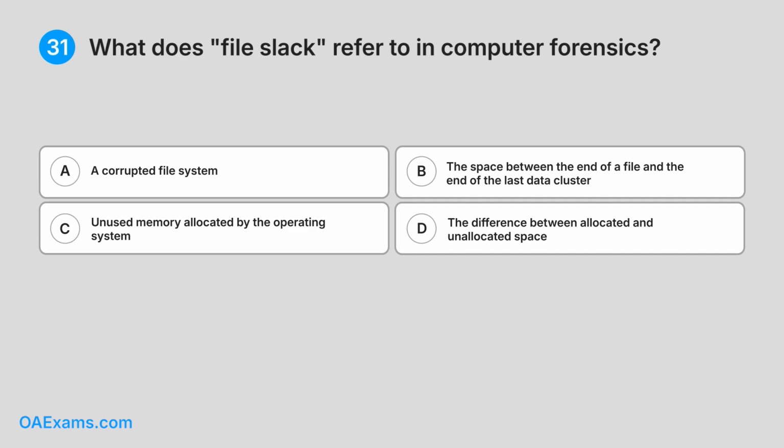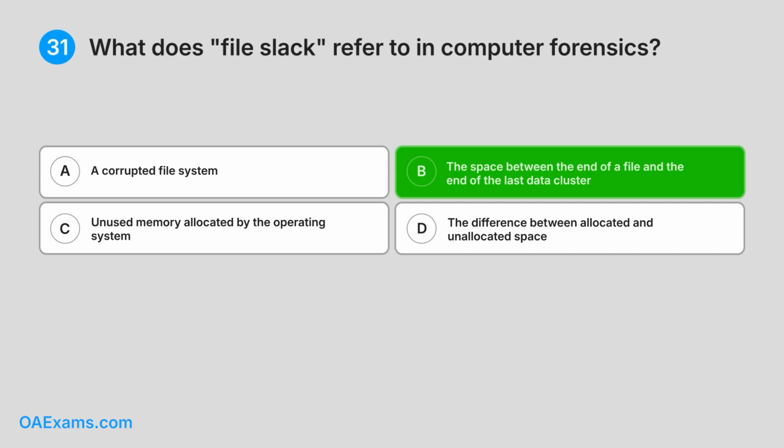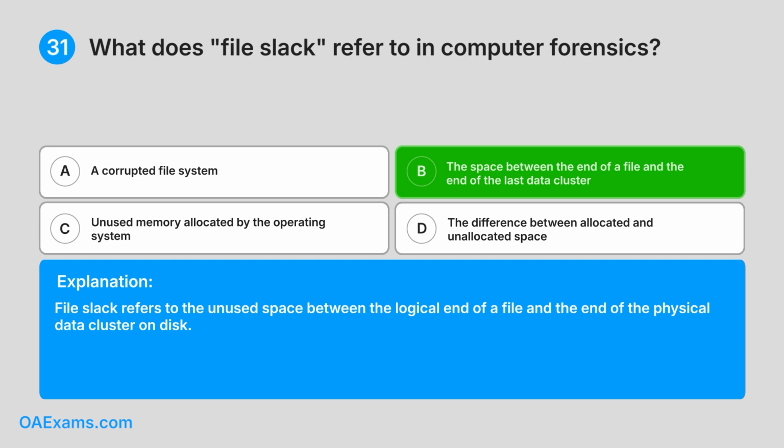Correct answer. B. The space between the end of a file and the end of the last data cluster. Explanation. File slack refers to the unused space between the logical end of a file and the end of the physical data cluster on disk.